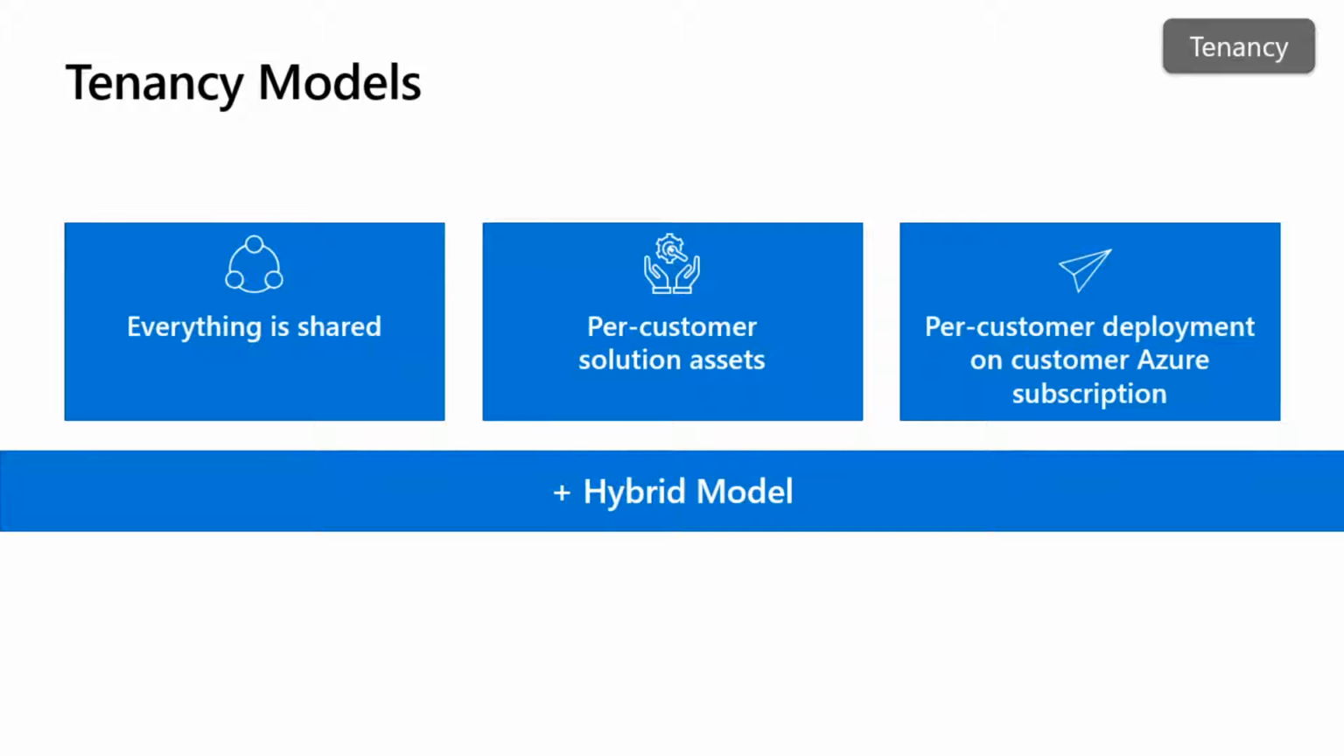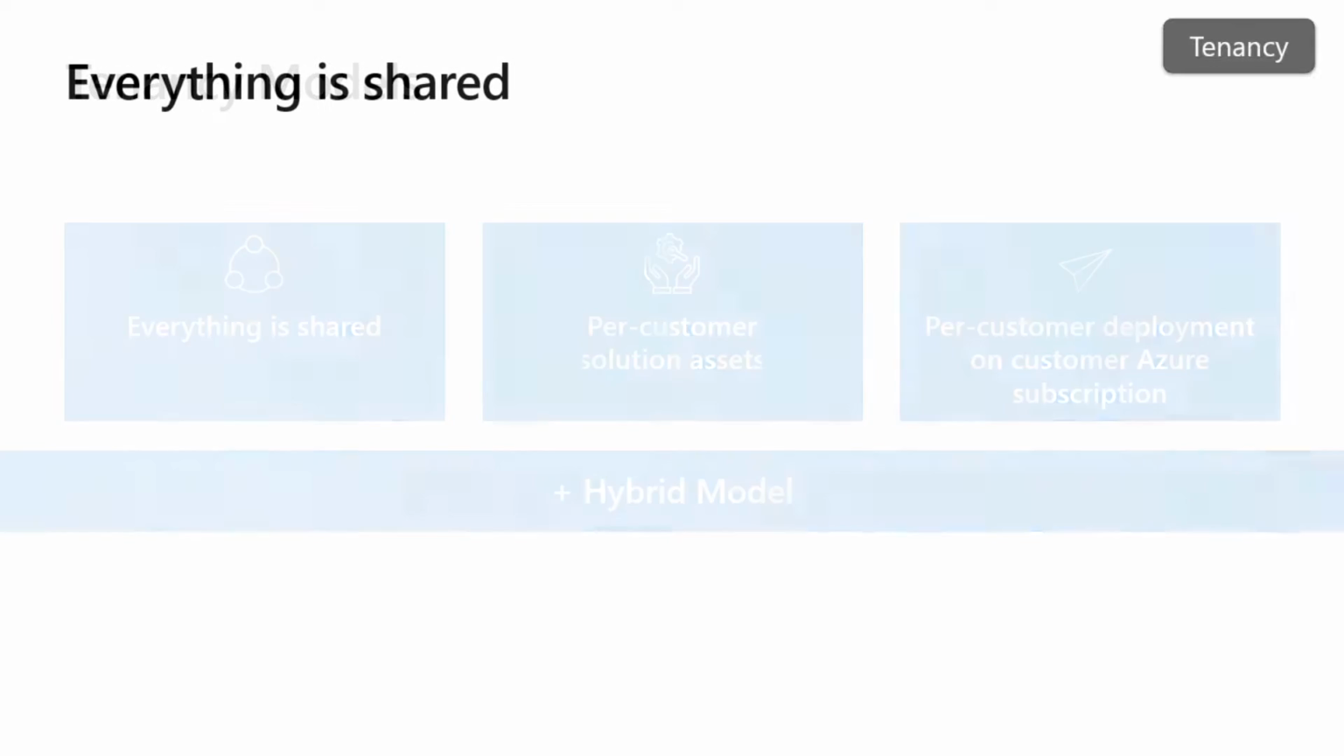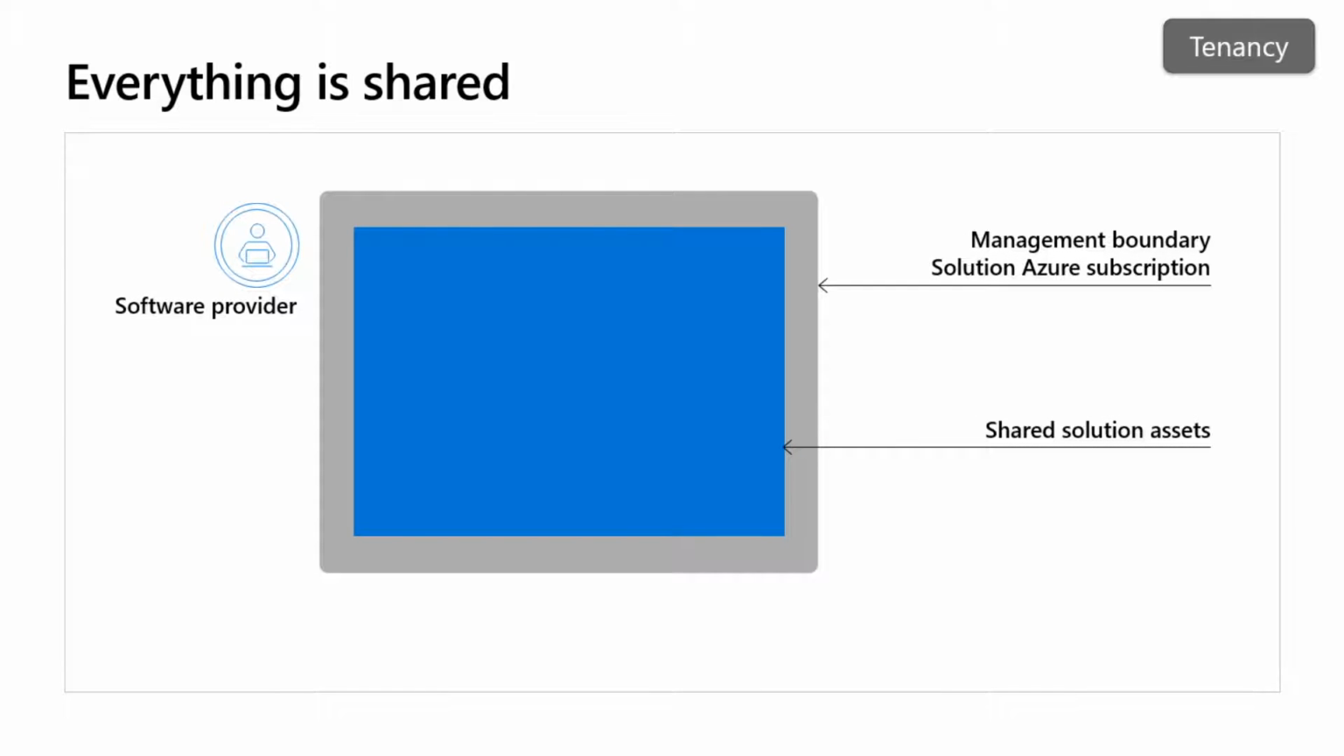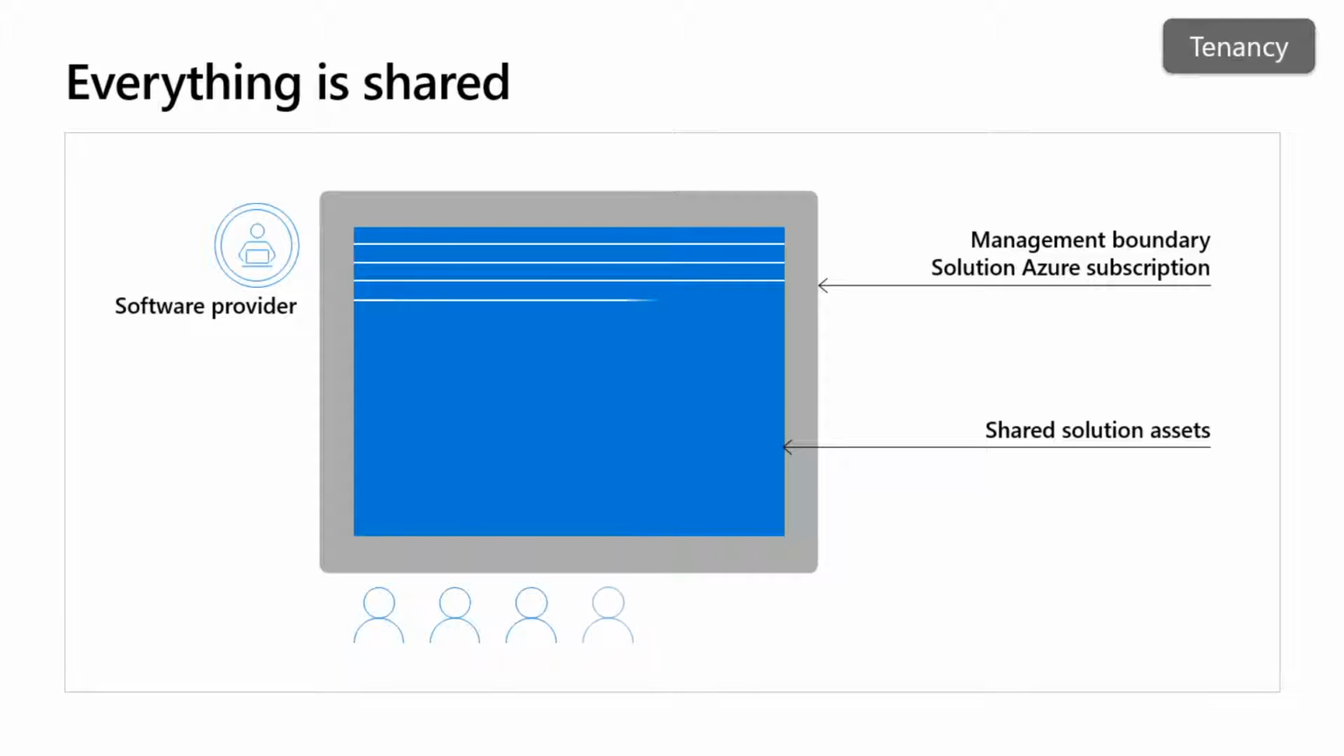So the first model is usually the startup model, where they're trying to save some costs and want to have some customers, and they share everything. Most of the time they use one single database, shared between the tenants they're serving and providing the solution to.